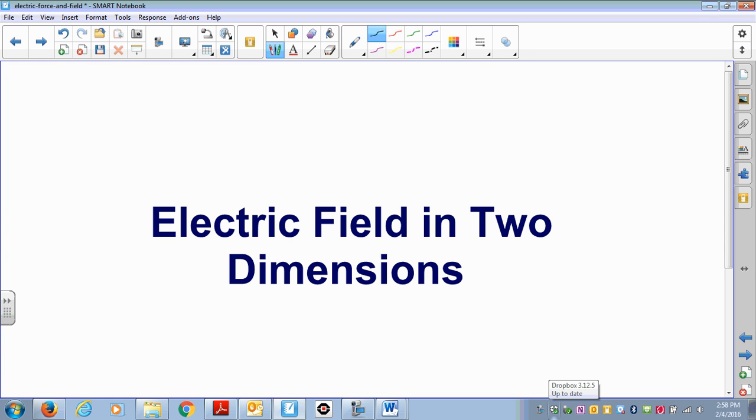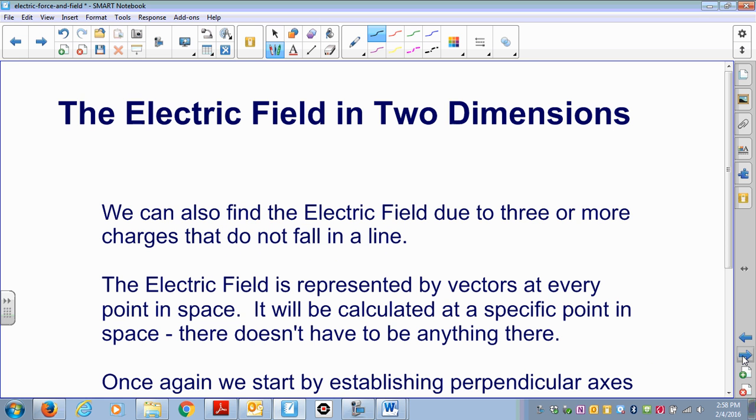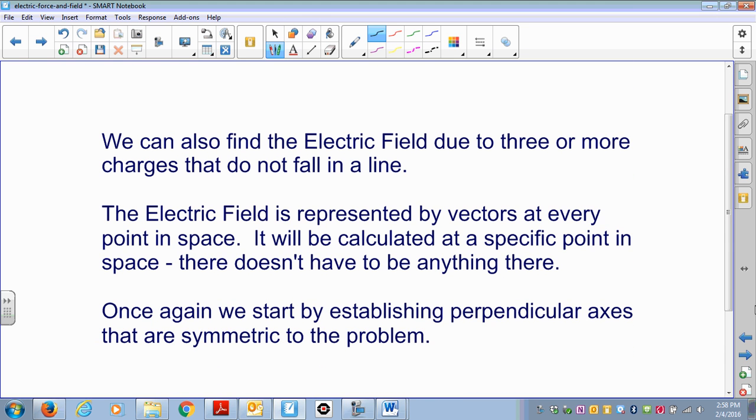Okay, in this lecture we're going to cover electric fields in 2 dimensions. You can also find the electric field due to 2 or more charges that do not fall on a line. The electric field is represented by vectors at every point in space. It will be calculated at a specific point in space. There doesn't have to be anything there.